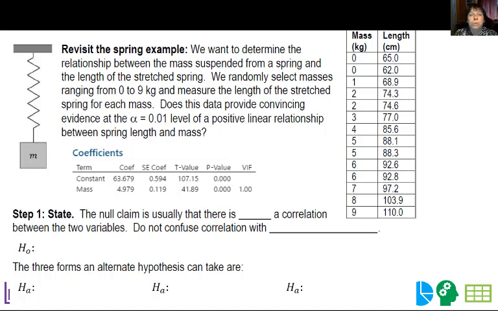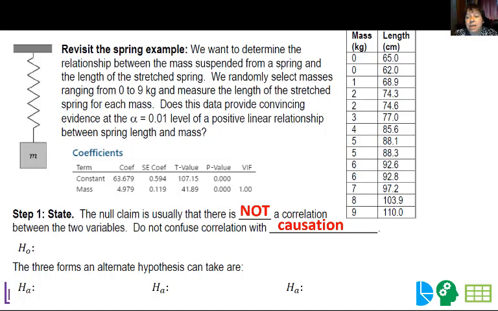So first of all, we're still going to have a null and alternate hypothesis that has not gone away. And the null claim is usually that there is not a correlation between the two variables. Do not confuse correlation with causation. We're just talking about correlation in this lesson.